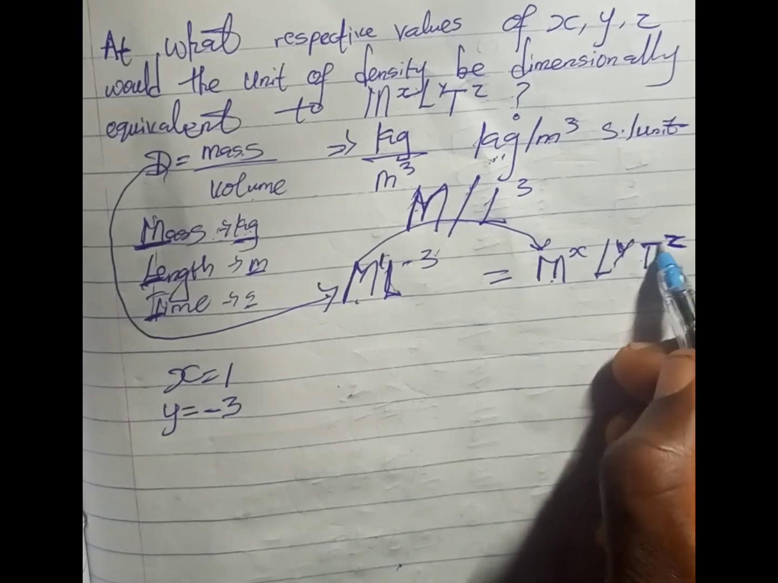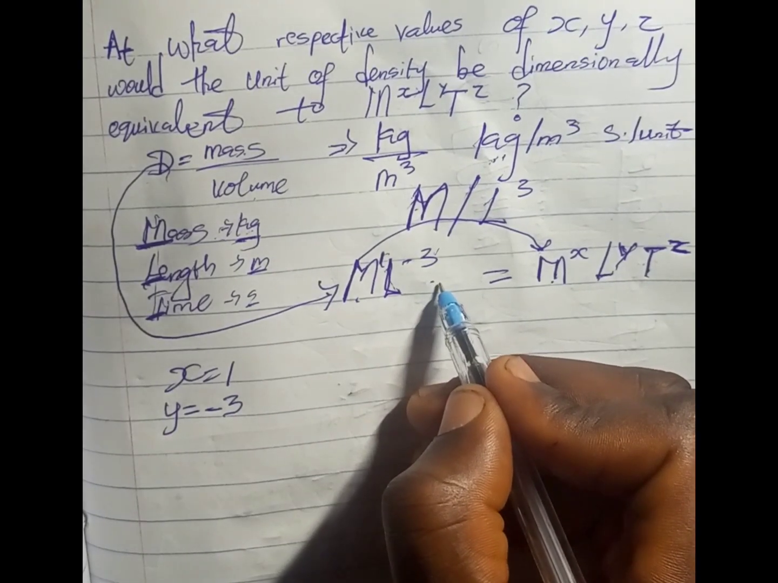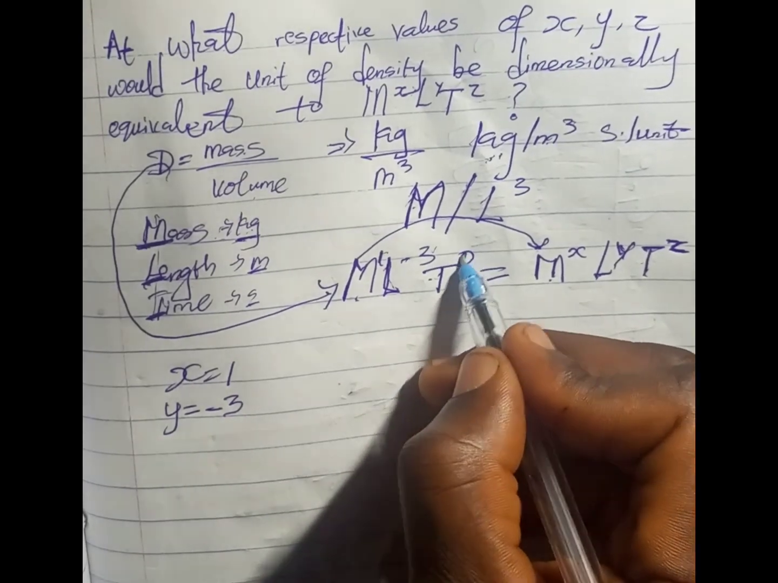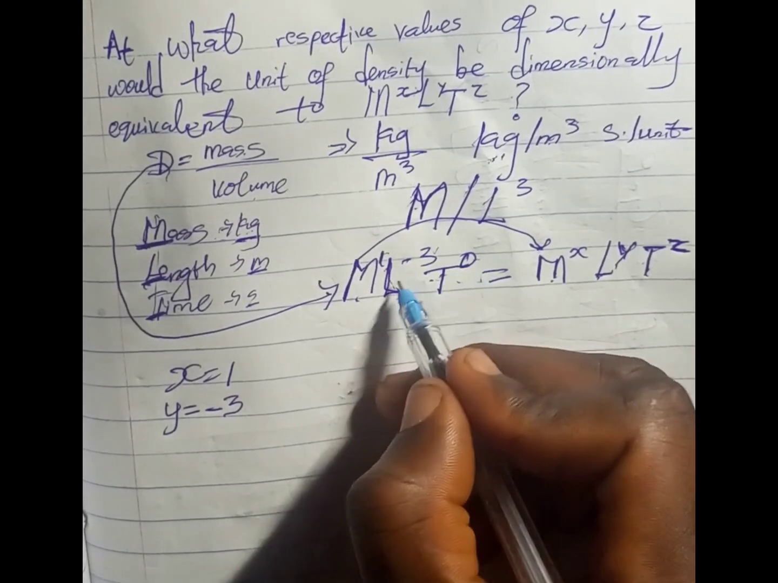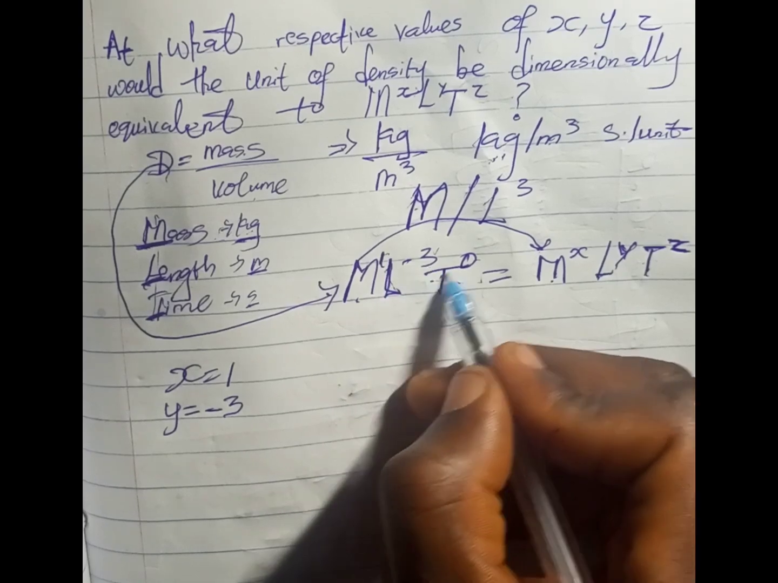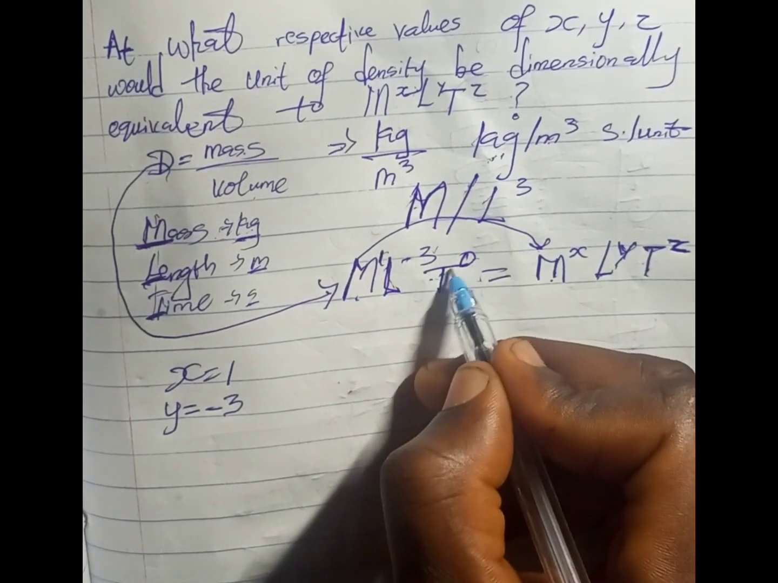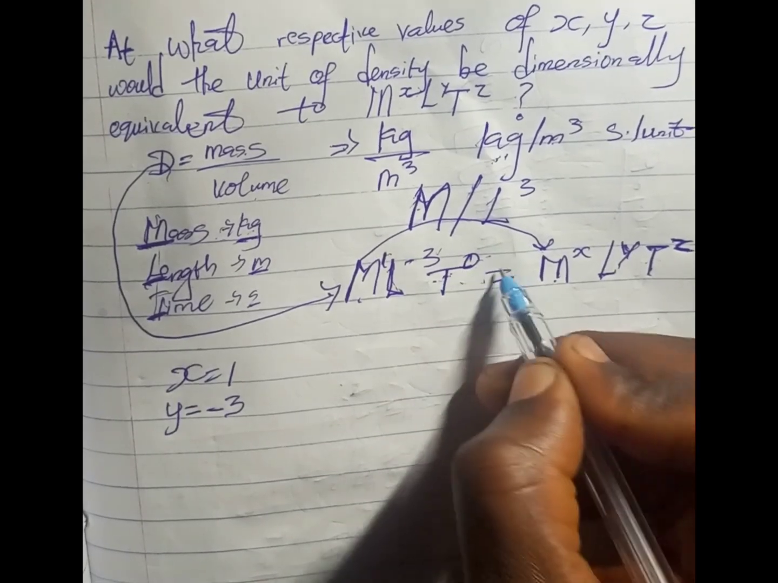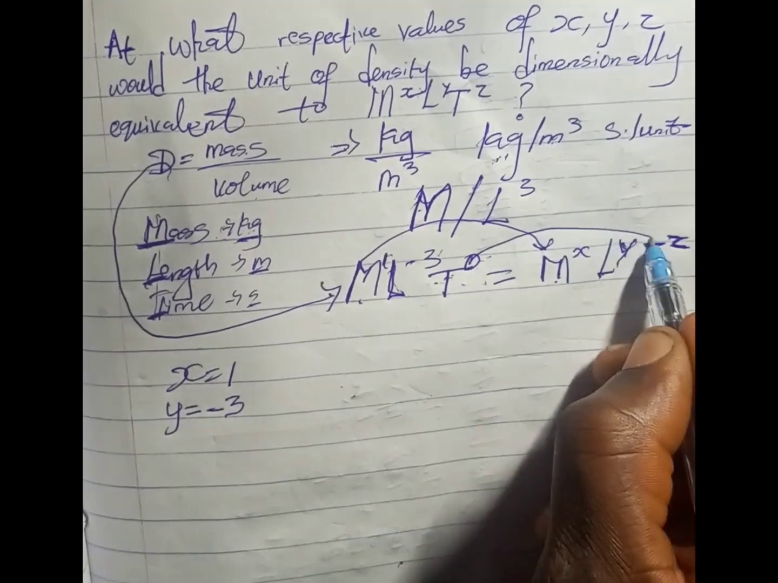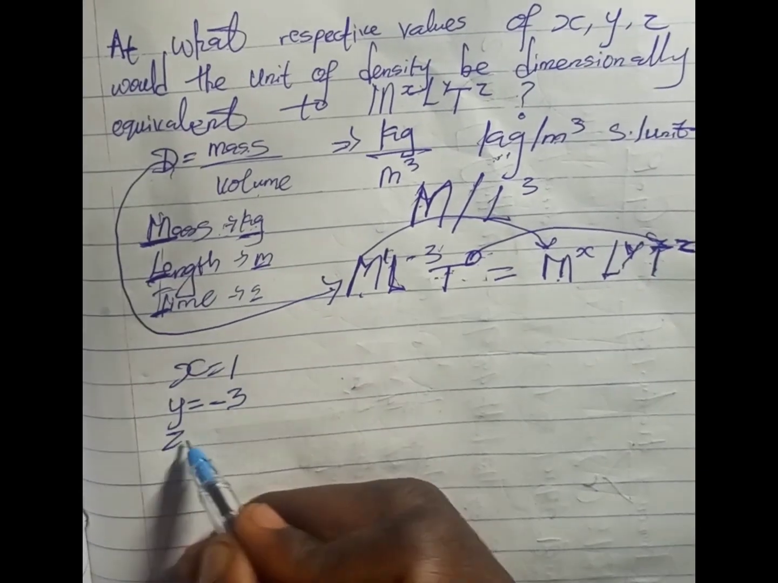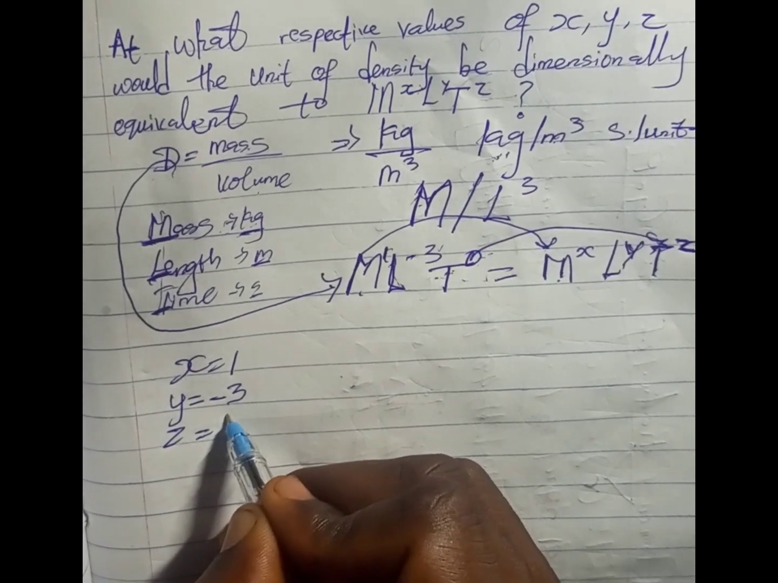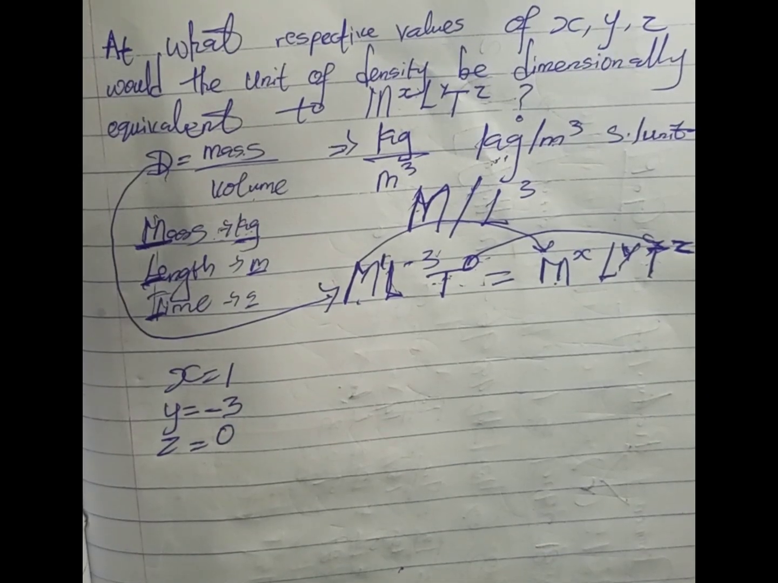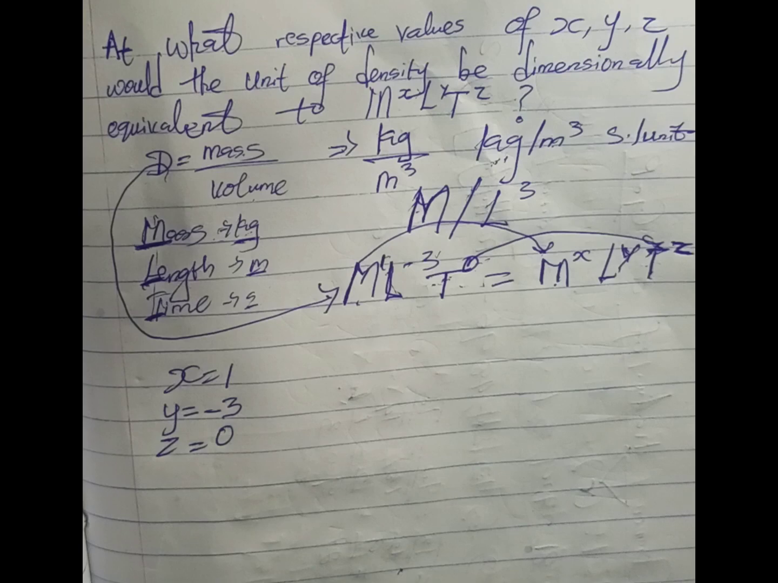Now watch out, I'm having T raised to power z, but in the dimension for density, there is nothing like T raised to power z. So in this case, I can assume that T is raised to power 0. Why? Because anything raised to power 0 is 1, and L raised to power minus 3 times 1 will still give us this. That's the more reason we are not seeing the 1. So T raised to power 0 is present, and we are not seeing it because it is 1. So the value of z is 0. In the SI unit of density, the value of z is 0, the value of x is 1, and that for y is minus 3.